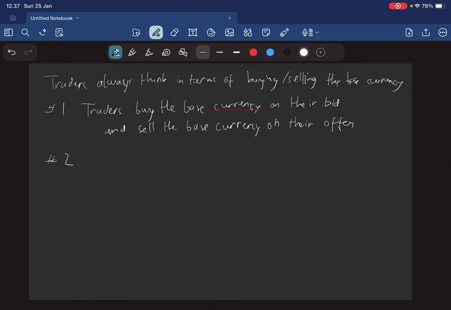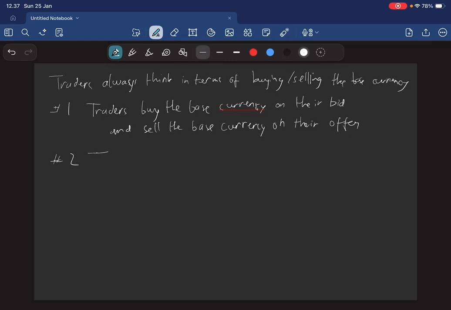Second, traders buy the base currency on the left and sell the base currency on the right.